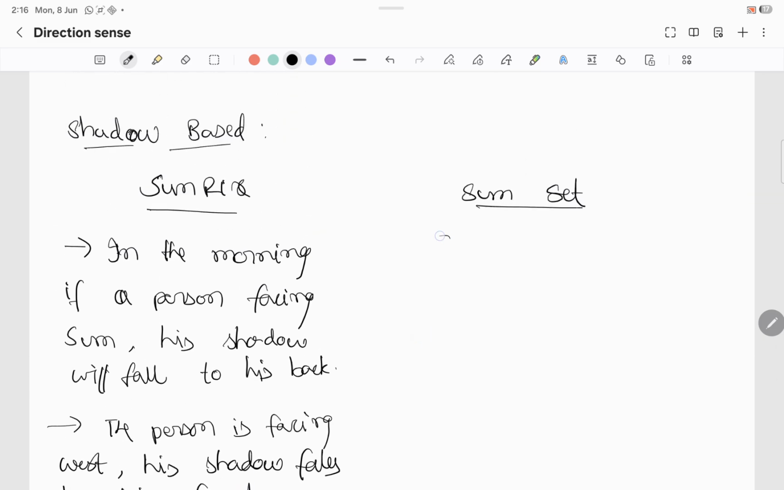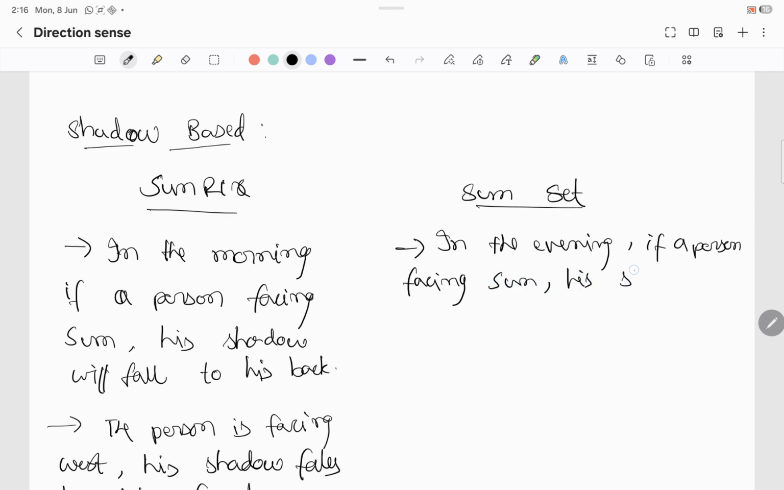So in the evening, if a person is facing the sun, his shadow falls to his back.